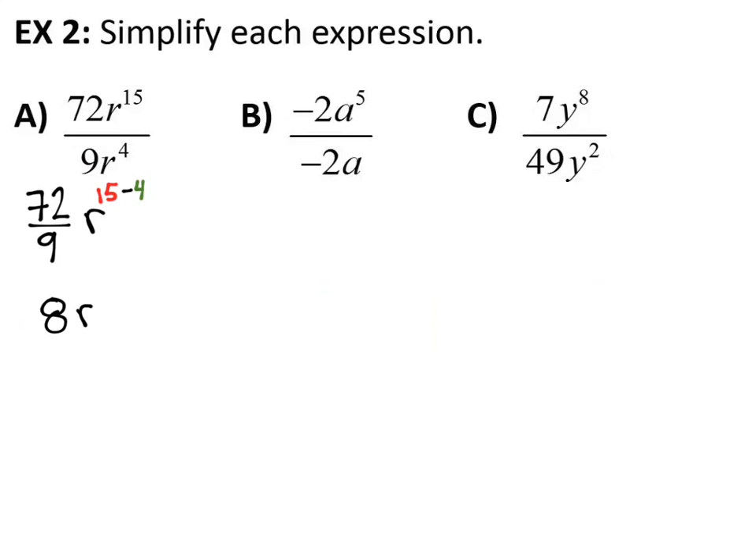72 divided by 9 should be 8. And I get r to the 15 minus 4, which is 11. So 8r to the 11th.